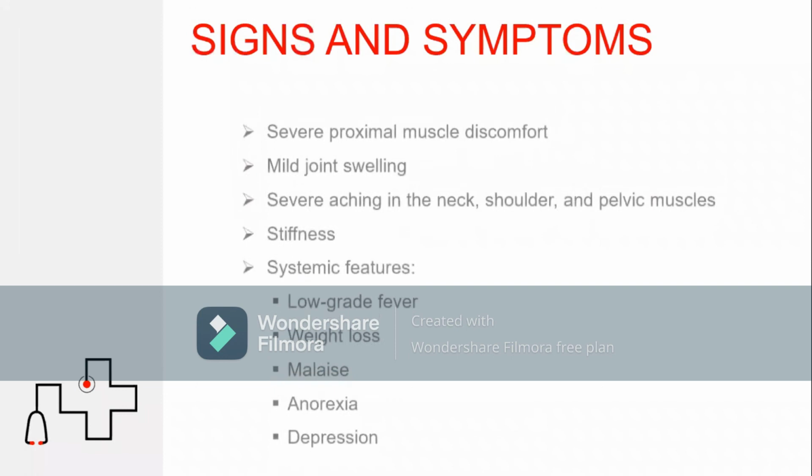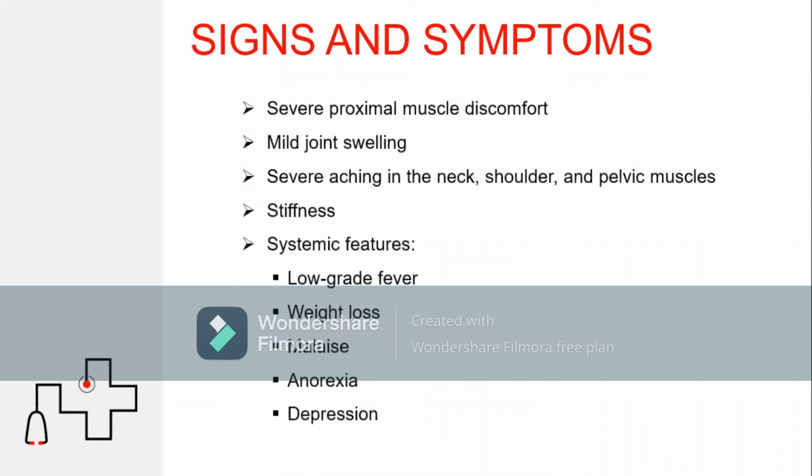Signs and symptoms. The signs and symptoms are severe proximal muscle discomfort, mild joint swelling, severe aching in the neck, shoulder, and pelvic girdle or muscles, stiffness, and some systemic features like low-grade fever, weight loss, malaise, anorexia, and depression.